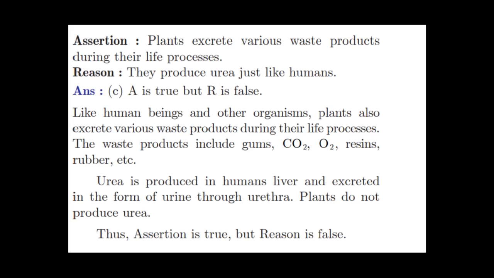It's false. Like human beings and other organisms, plants also excrete various waste products during their life process. The waste products include gums, carbon dioxide, oxygen, resins, rubber, etc. Urea is produced in humans' liver and excreted in the form of urine through the urethra. Plants do not produce urea. So assertion is true, but reason is false.